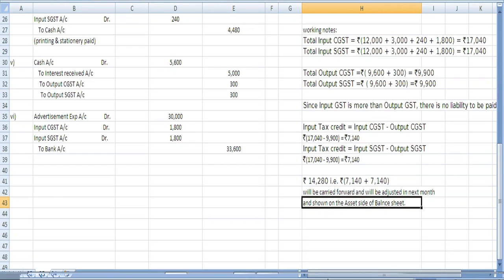Okay, so go through both the videos and you'll understand the difference. You just have to be careful while doing these working notes.